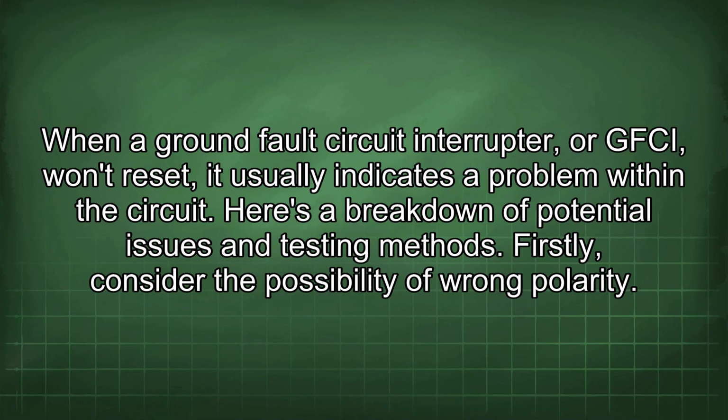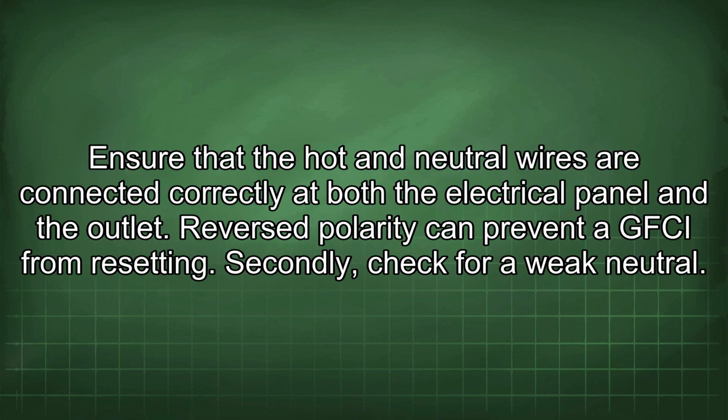When a ground fault circuit interrupter, or GFCI, won't reset, it usually indicates a problem within the circuit. Here's a breakdown of potential issues and testing methods. Firstly, consider the possibility of wrong polarity. Ensure that the hot and neutral wires are connected correctly at both the electrical panel and the outlet. Reverse polarity can prevent a GFCI from resetting.